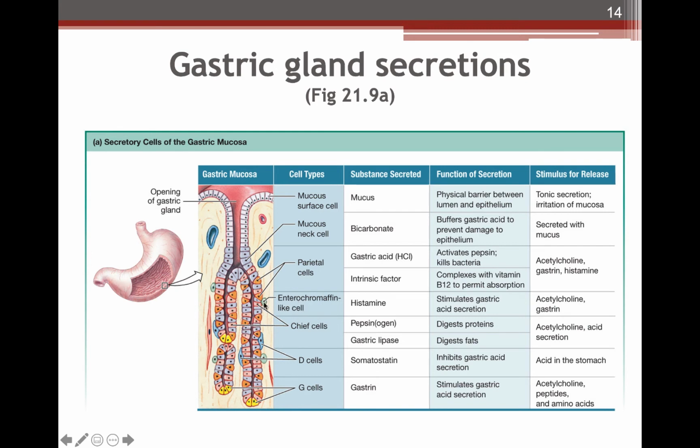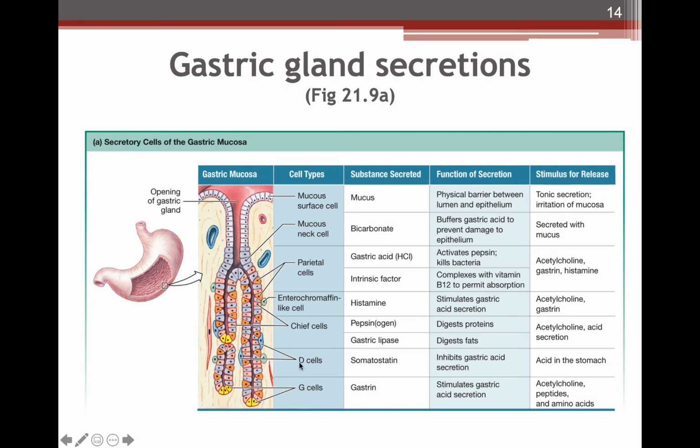We'll talk about these other green guys over here called enterochromaffin-like cells. They release a paracrine signal molecule that you've heard about before, histamine. We've talked about histamine in the immune system. We've talked about it in the respiratory system. And here's histamine working in the digestive system as well. And then chief cells are going to be the ones that release the two different enzymes. Releases pepsinogen, which once it's activated can digest proteins. And then gastric lipase, which as far as I know doesn't need to be activated, it will then digest fats. This is not a zymogen as far as I know.